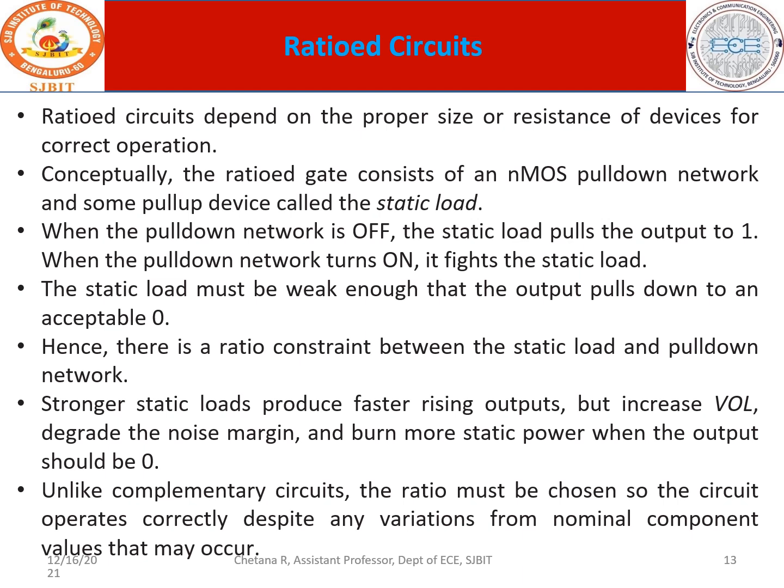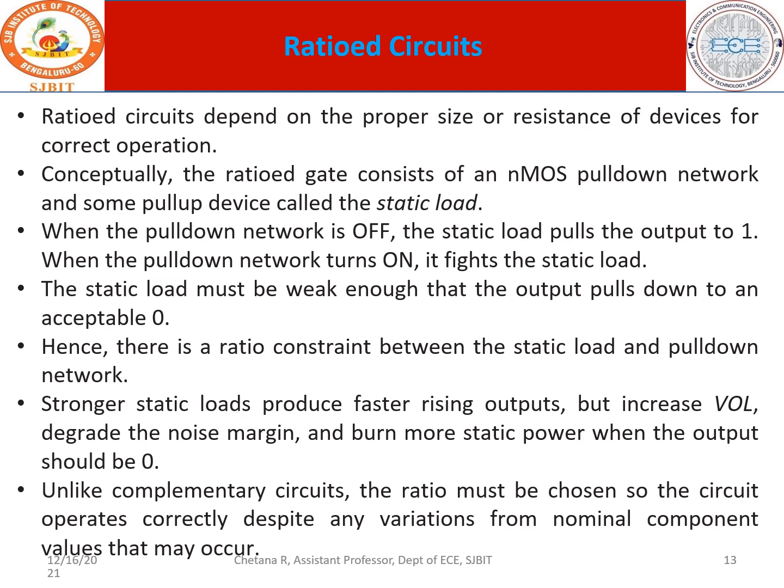Conceptually, the ratioed gate consists of an NMOS pull down network and a pull up device called a static load. So whatever device is there in the pull up region is considered a static load, and whatever is there in the pull down region will be your NMOS. When the pull down network is off, the static load pulls the output to 1. It is completely dependent on VDD, and therefore the output would be 1. The entire VDD would flow at the output, and therefore it is logic 1.